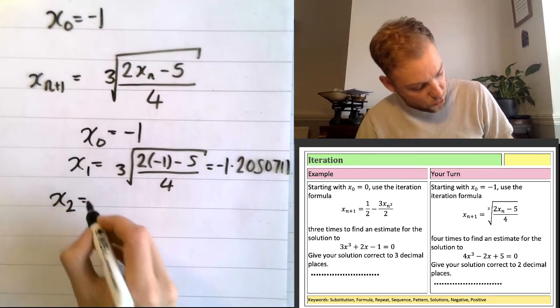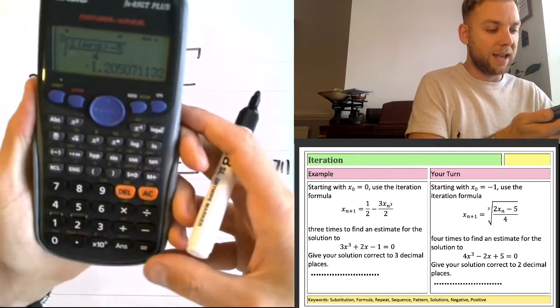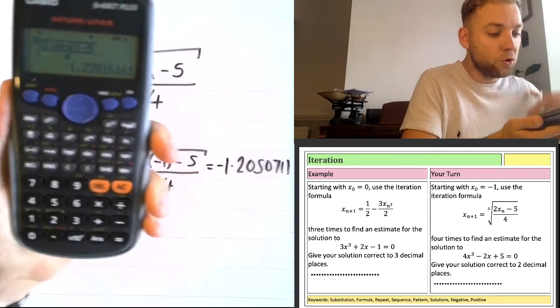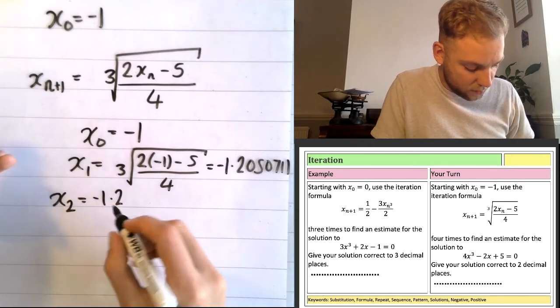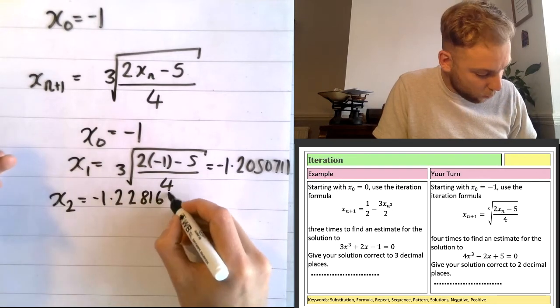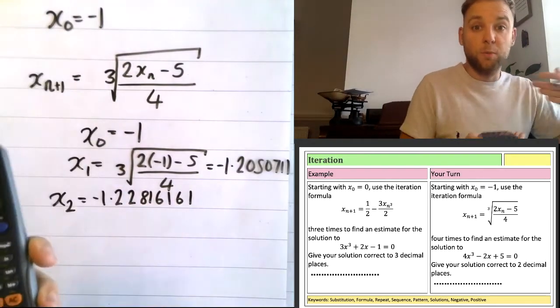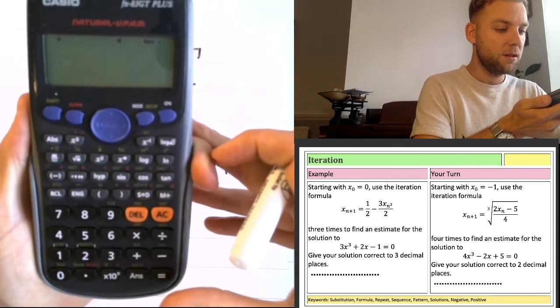X of 2, so remember that to find x of 2, all I need to do is press equals again, and it will sub that value in for you. So minus 1.228166161. So it's subbed it in. Then I press equals again for it to sub in this value.